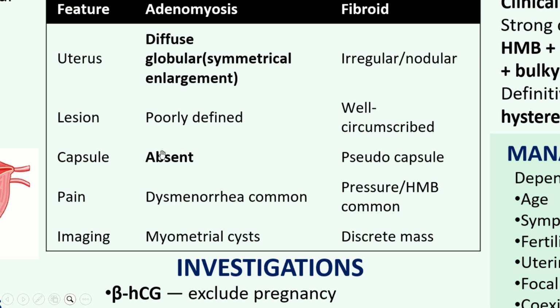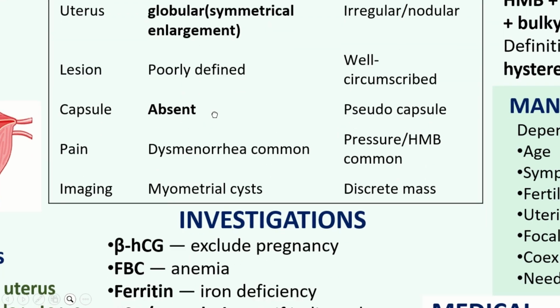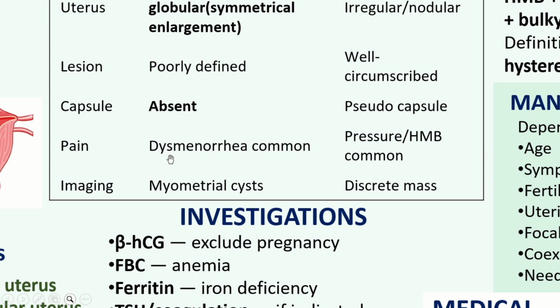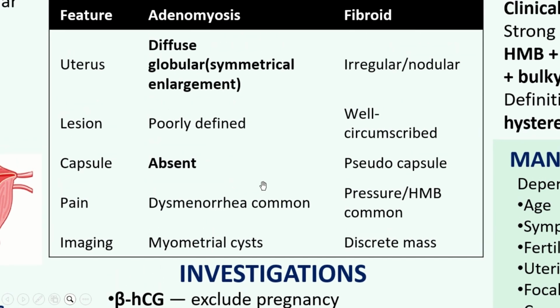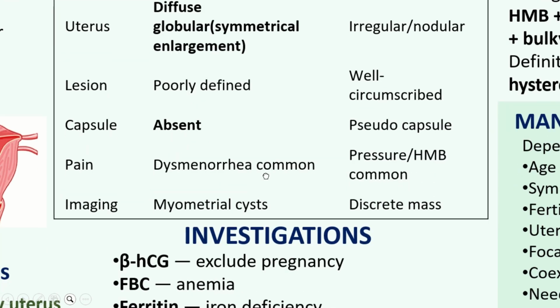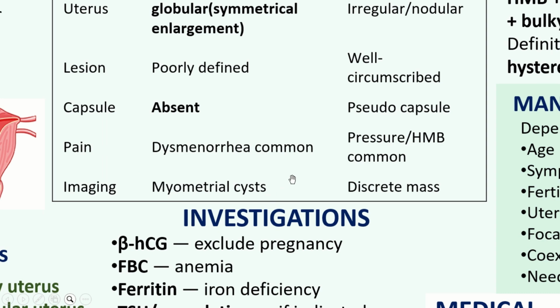The capsule part is that in adenomyosis there's no capsule, while in fibroids you have the capsule. Then the pain, dysmenorrhea, is very common in adenomyosis, while in fibroid it's more of a pressure symptom and heavy menstrual bleeding is more common. On imaging, you will see myometrial changes in adenomyosis, while imaging of a fibroid is going to show a discrete mass.